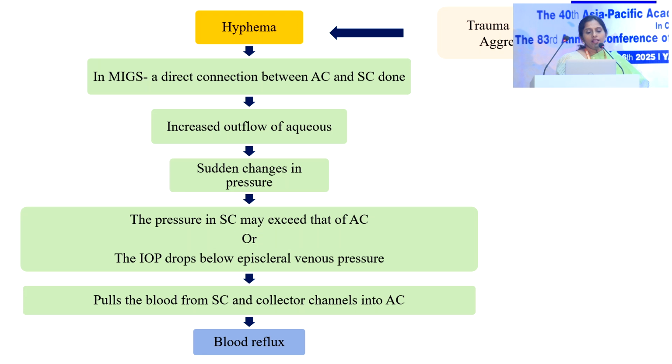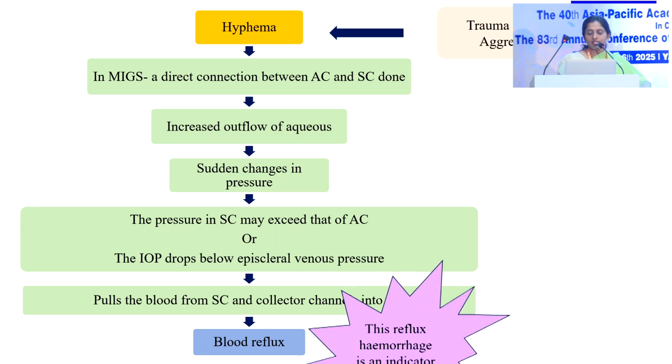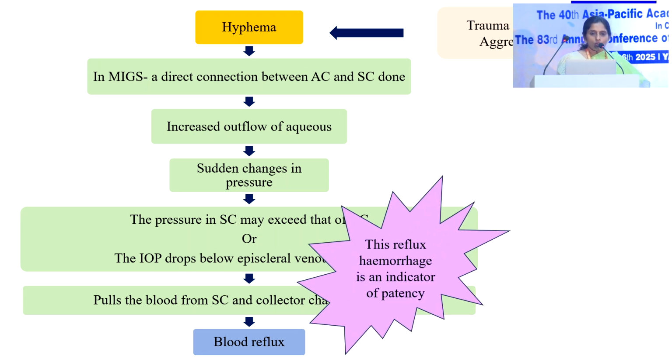So hyphema in MIGS basically occurs because you're creating a direct communication between the anterior chamber and the Schlemm's canal. So there's increased outflow of aqueous and sudden changes in the pressure. So the pressure in the Schlemm's canal exceeds that of the anterior chamber. So the IOP drops below episcleral venous pressure. It pulls the blood from the Schlemm's canal and the collector channels back into the anterior chamber, causing a blood reflux, which, though it is an indicator of a successful surgery, is a very common encounter that one would face.